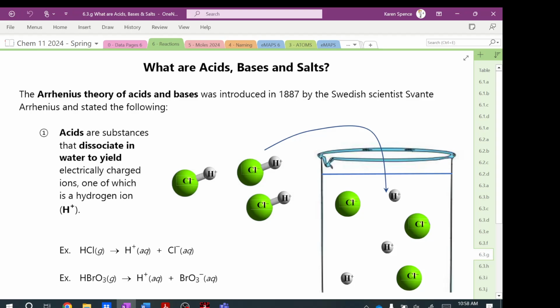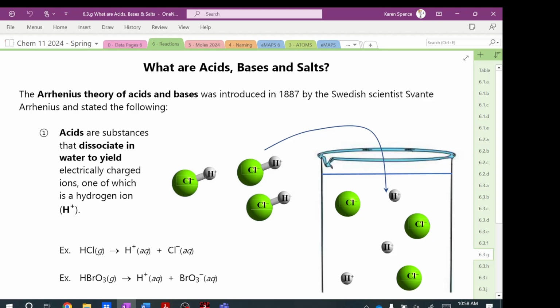Acids, bases, and salts. You need to recognize all of them. If you can't recognize an acid and you can't recognize a base and you can't recognize a salt, you're going to have trouble recognizing neutralization when you come across it.